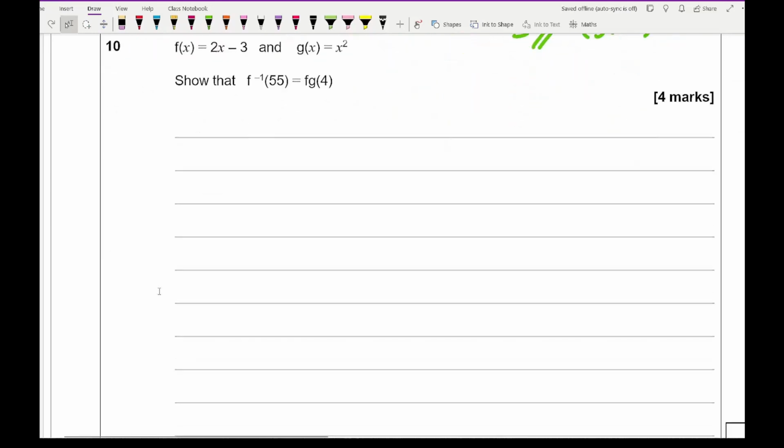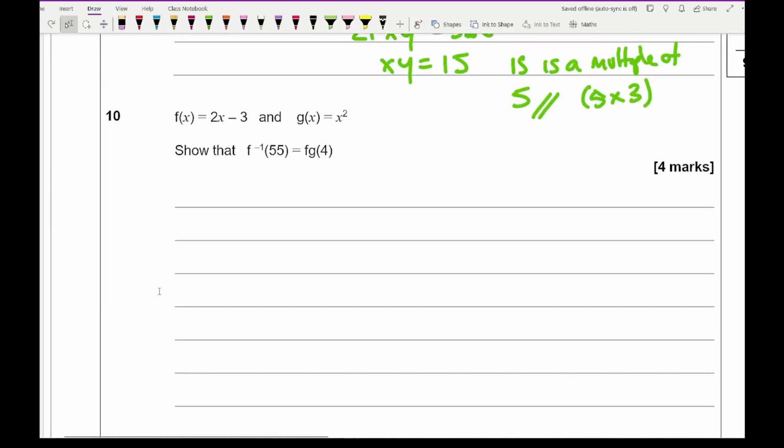Then for question 10, it says f of x equals 2x minus 3 and g of x equals x squared. Show that the inverse function of f when it's 55 is equal to the composite function fg of 4. So first things first, what we need to do is work out the inverse function. Now how we do that is we make the function of f equal to y. And then what I want to do is rearrange this to make x the subject.